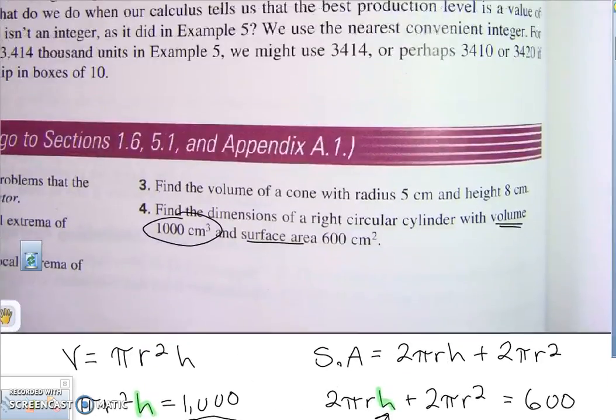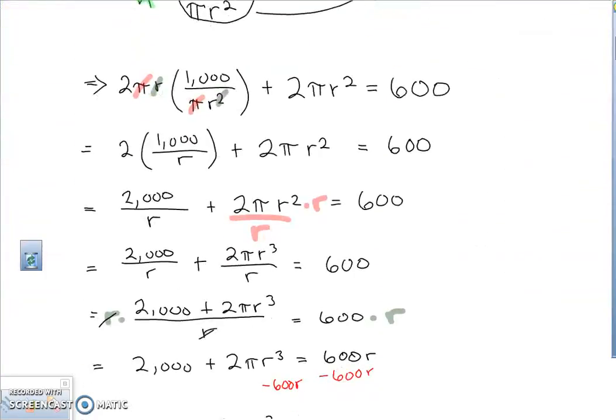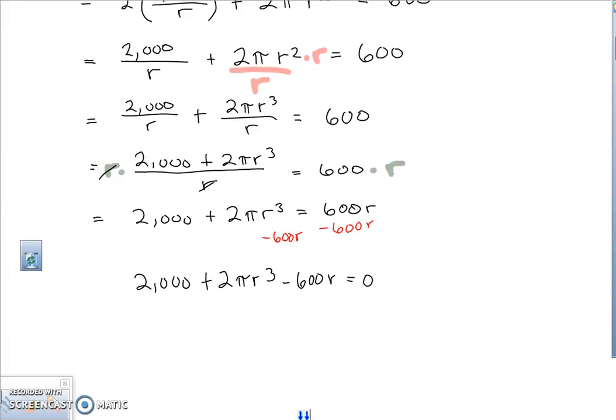And the nice thing about this problem is that number 4 is not a shaded problem, so it's not shaded in gray. That means we can use the calculator for this problem. So using your graphing calculator, I'm going to make this left side, 2000 plus 2 pi r cubed minus 600r, y1.